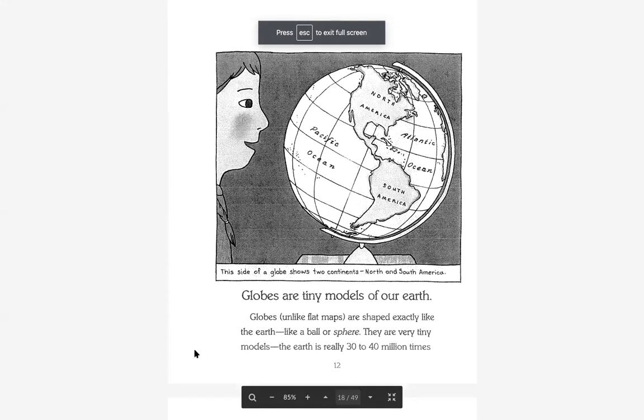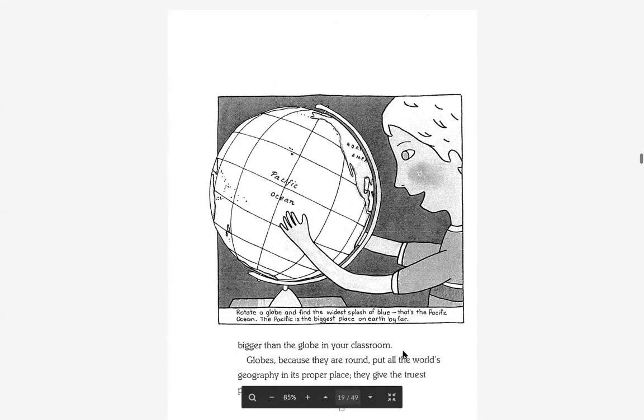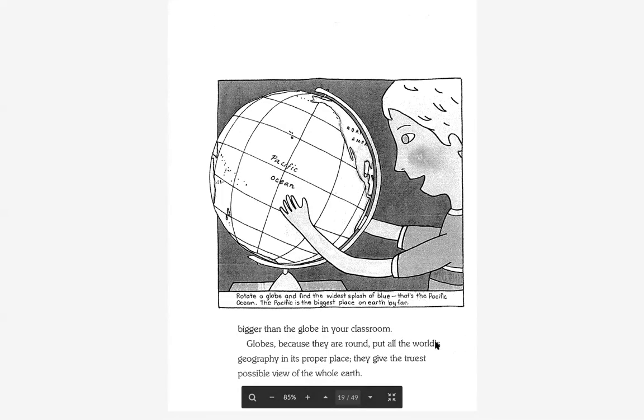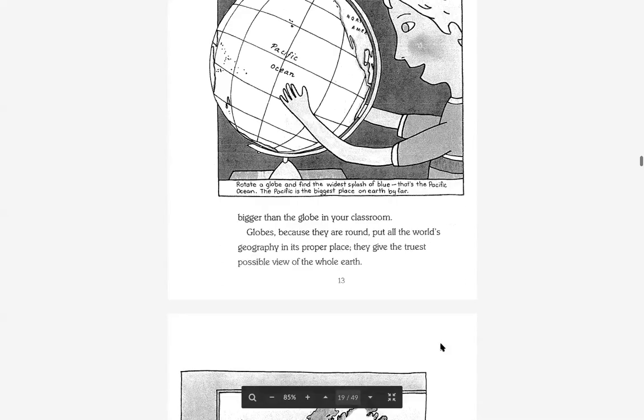Globes are tiny models of our Earth. Globes, unlike flat maps, are shaped exactly like the Earth, like a ball or sphere. They are very tiny models. The Earth is really 30 to 40 million times bigger than the globe in your classroom. Globes, because they are round, put all the world's geography in its proper place. They give the truest possible view of the whole Earth.